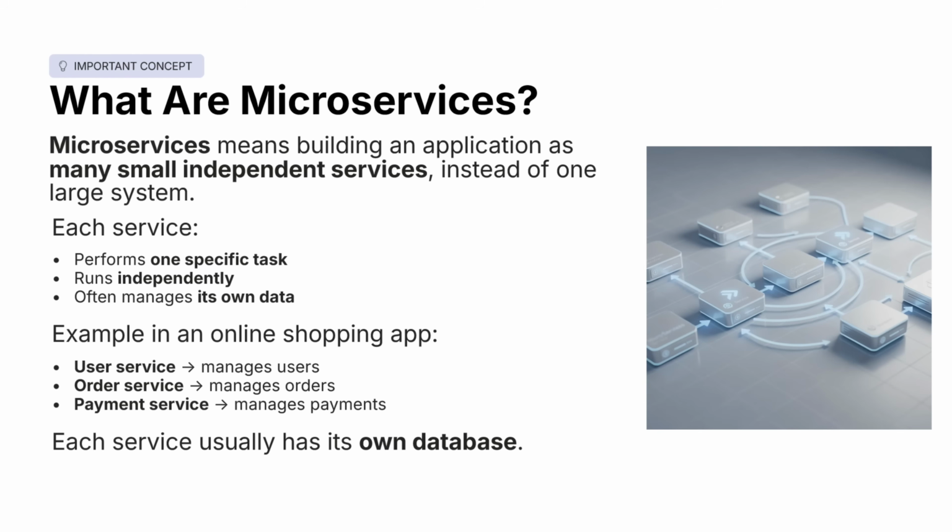What are microservices? Microservices means building an application as many small services instead of one big system. Each service does one specific job, each service runs independently, and each service usually has its own database. For example, user service manages users, order service manages orders, payment service manages payments.